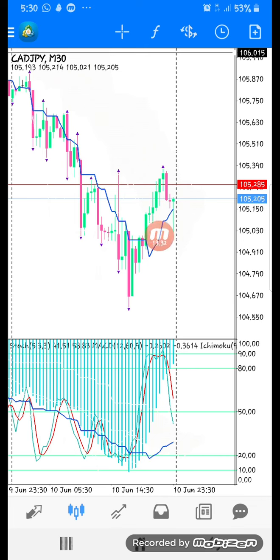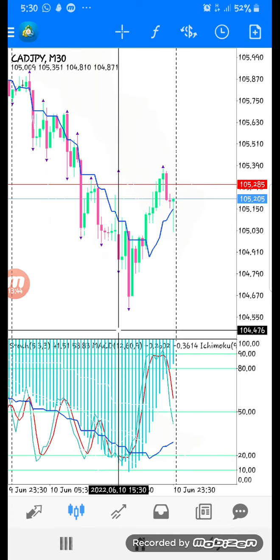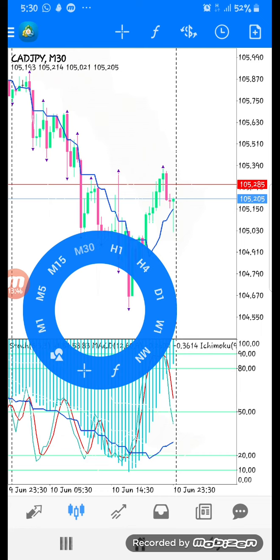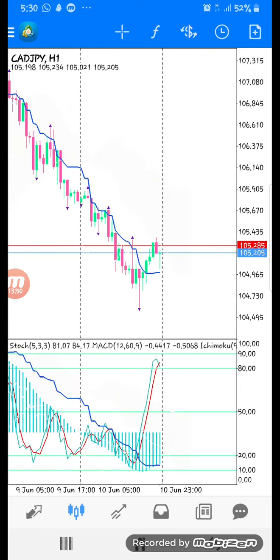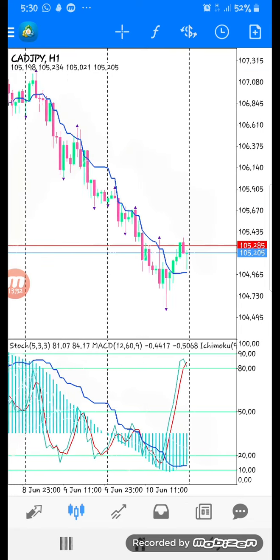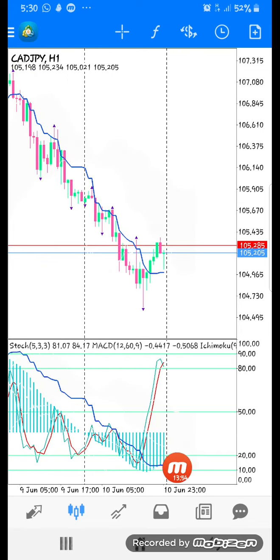So now you have to take the 1 hour time frame for a further confirmation of the positioning of the Ichimoku lines. You have to go to the 1 hour time frame. See this 1 hour time frame now. You see where the Ichimoku is in the 1 hour time frame.